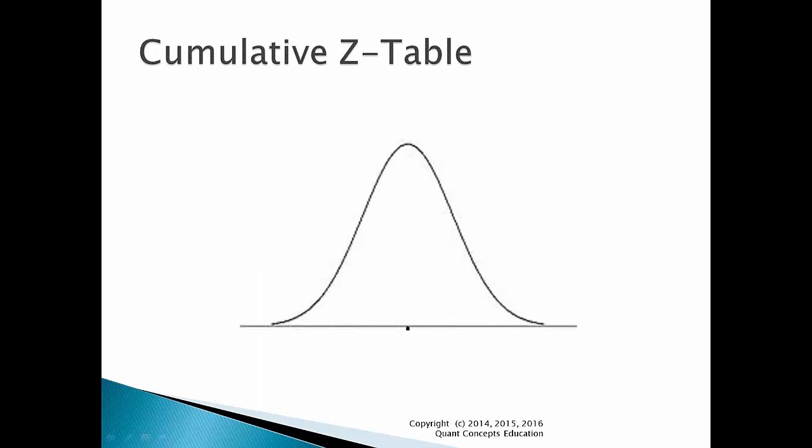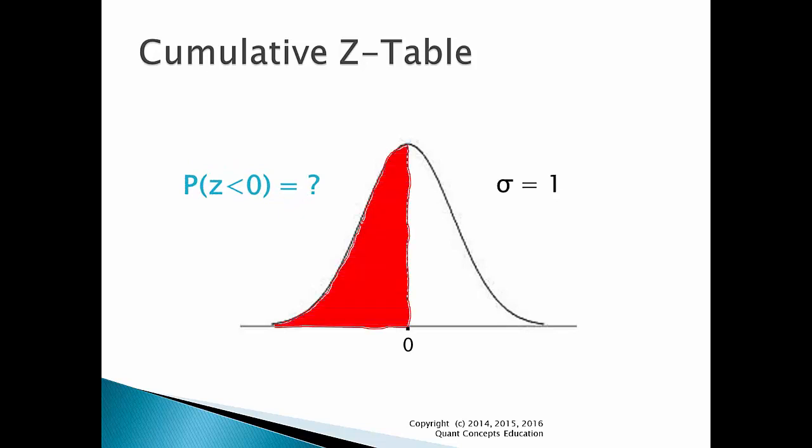Okay, so here's a Z-distribution with a mean of 0 and a standard deviation of 1. Now, what we mean by the cumulative Z-table is that it gives us the probability of observing a value of Z that is equal or less than a specific number. For example, what's the probability that Z is less than 0? Well, in this distribution, we're asking about the area underneath the curve when Z is less than 0, which is this area. Notice that it is just the area underneath the curve to the left of 0.